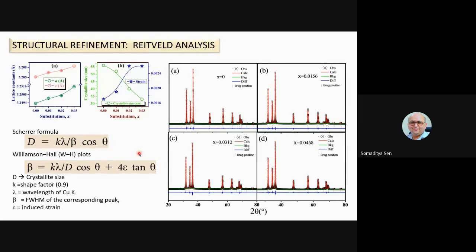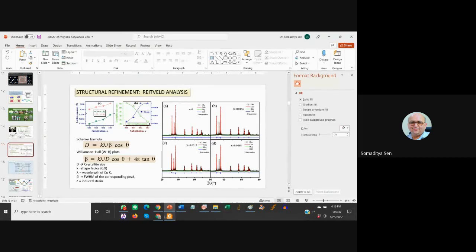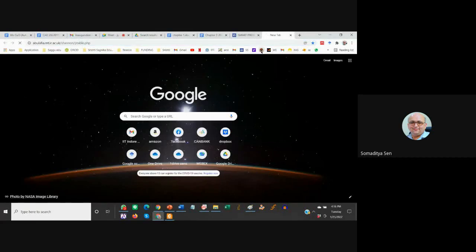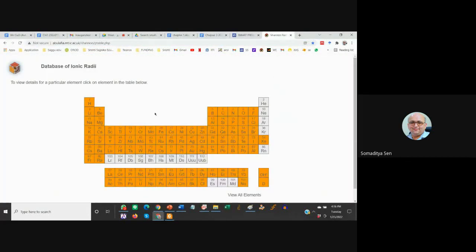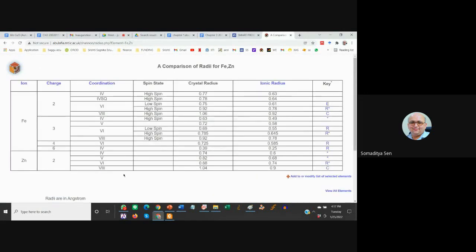Let me move out of this presentation and show you a little bit of something very interesting. Not a software, a web page. This is called Shannon Radii. Suppose we have zinc oxide. It gives us the different combinations of charge that are available on zinc. If you go to iron, you can see there are multiple charges that are possible for iron.